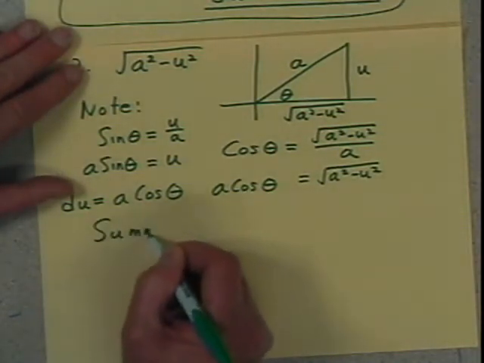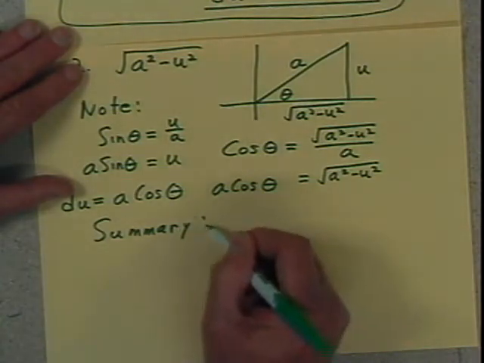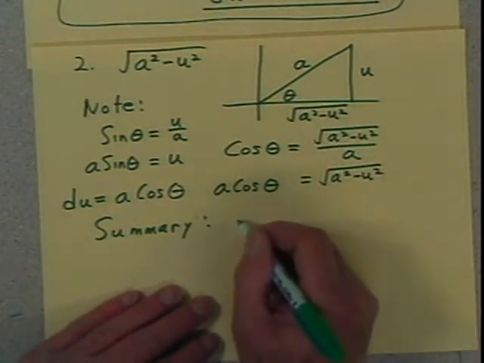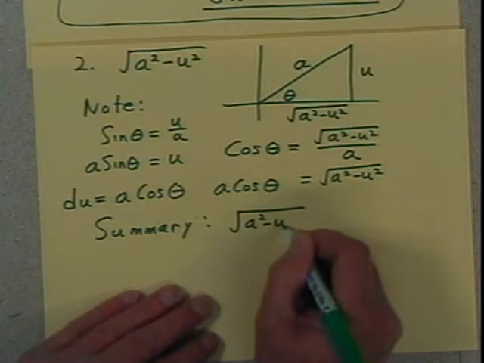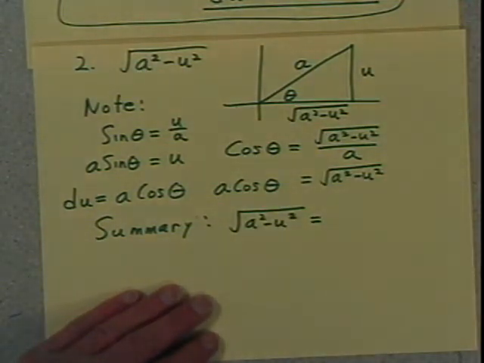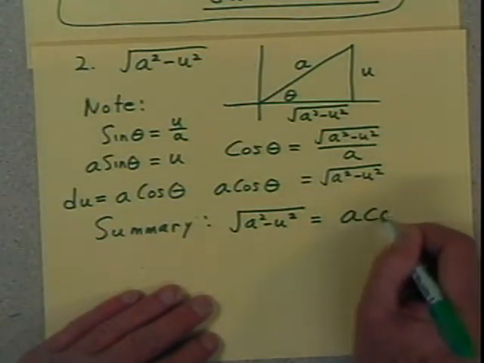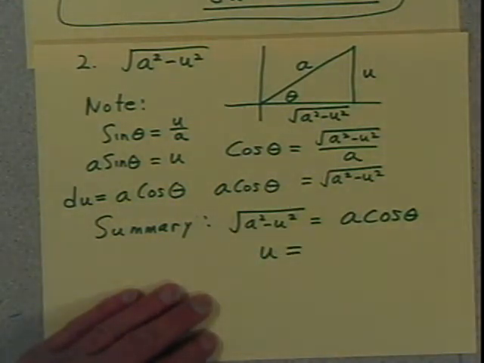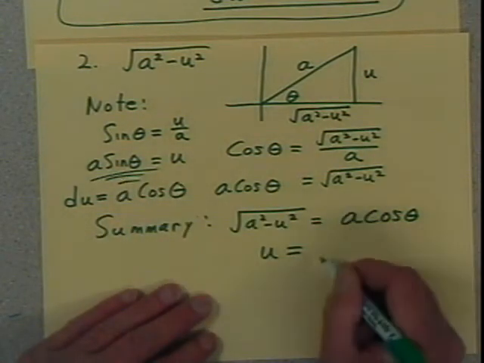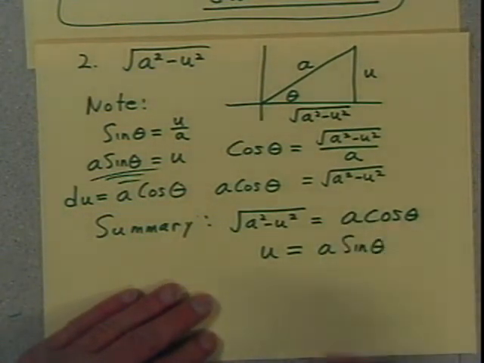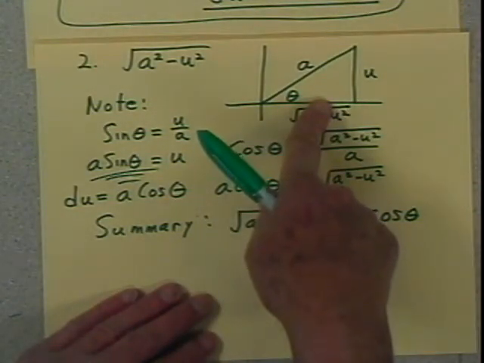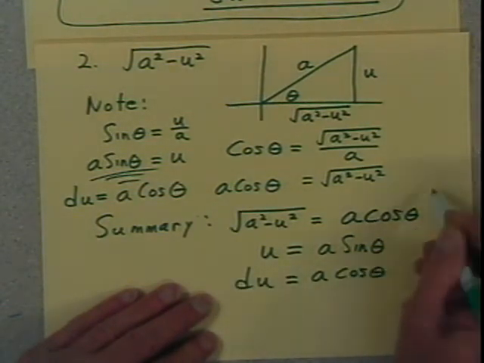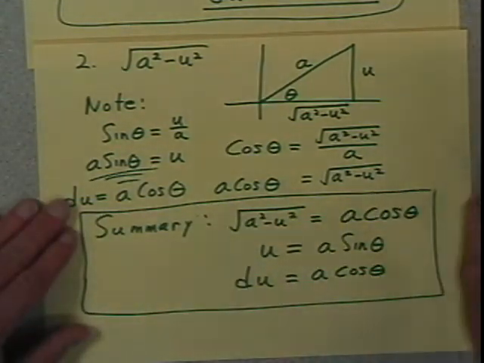So the summary is this. Not that it's not all right there, but this is kind of the bottom line for those who doze off, and you can poke your neighbor if he's sleeping. And that is, when you have a square root of a squared minus u squared combo, what's the trig sub for it? It's a cosine theta. If there's any other u's involved in the problem, replace it with what? A sine theta. And actually, to get all this stuff, all you really need is this little picture here, because it's all right there. And if there's a du, which there probably is, it'd be also a cosine theta, wouldn't it? So there's the summary of case number 2.